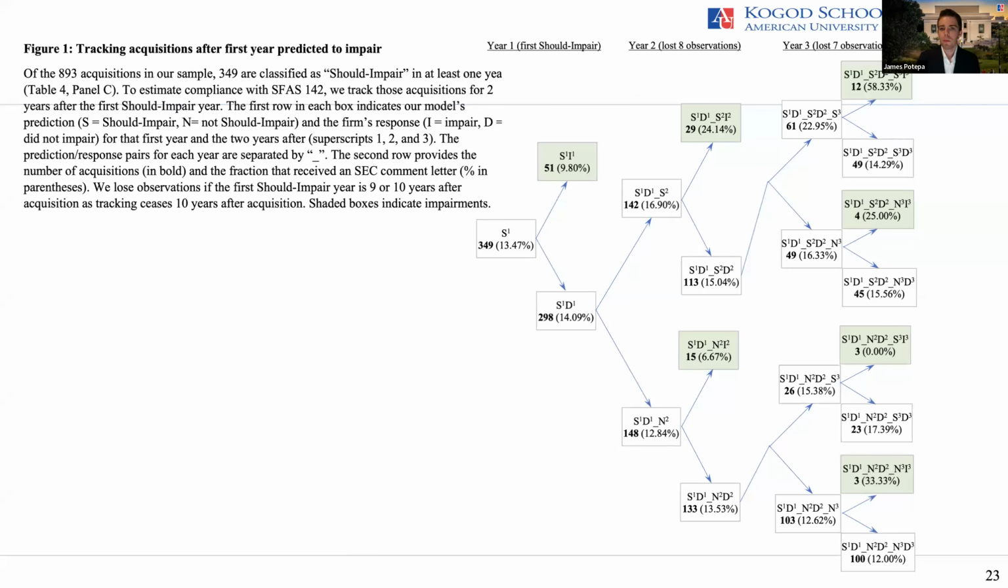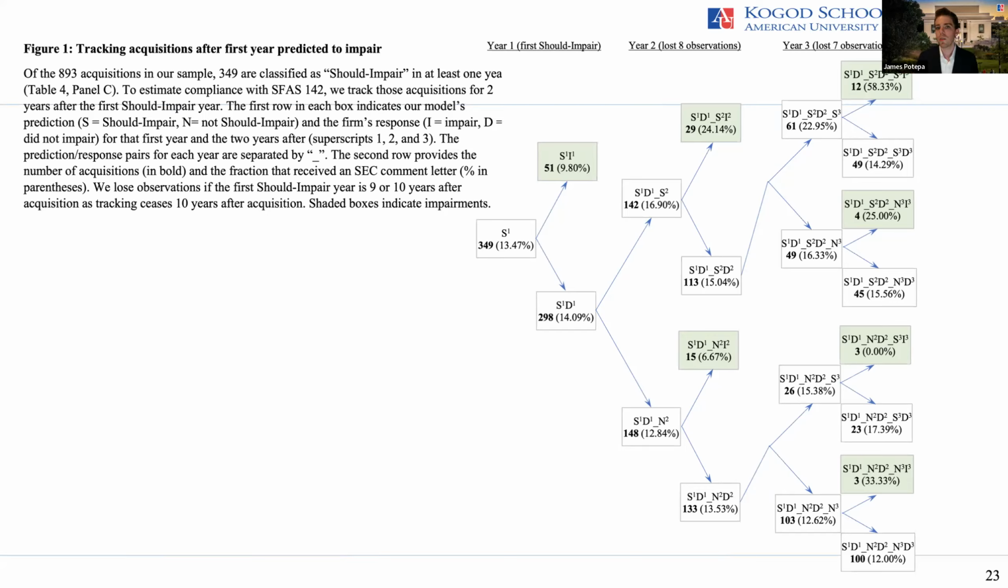We have a rather detailed table that admittedly is a bit much to follow, so I'm going to try to take you through this with the last few minutes of the presentation. Starting all the way at the left, we have S with the superscript 1. This indicates the first time that a transaction should be recognized. So 349 there. And then we track for the first year, is it the case that the acquirer actually follows through with what should impair and actually impairs?